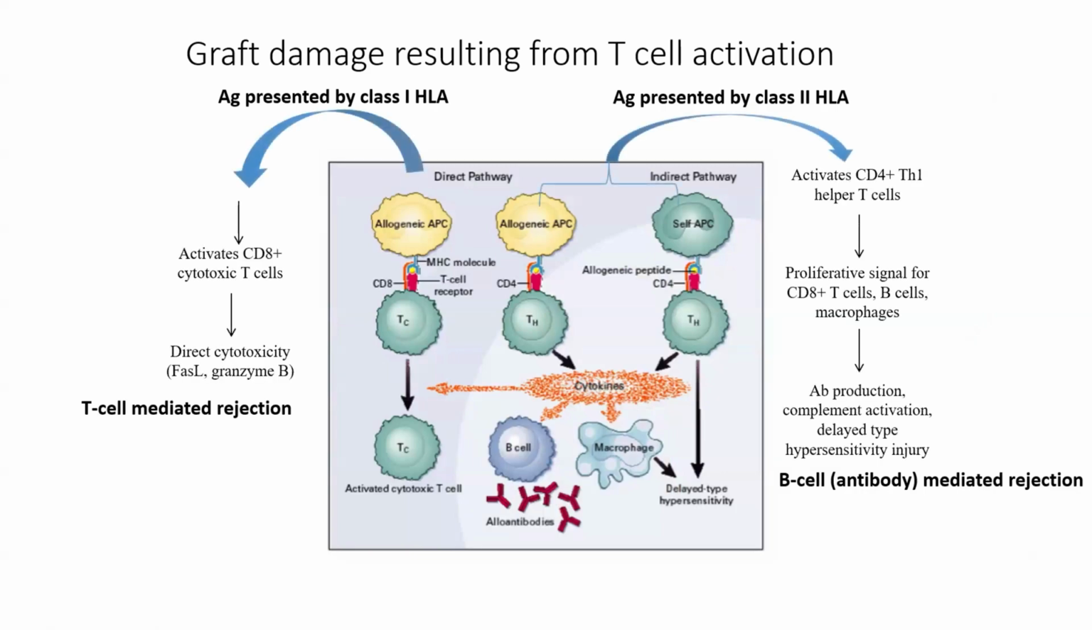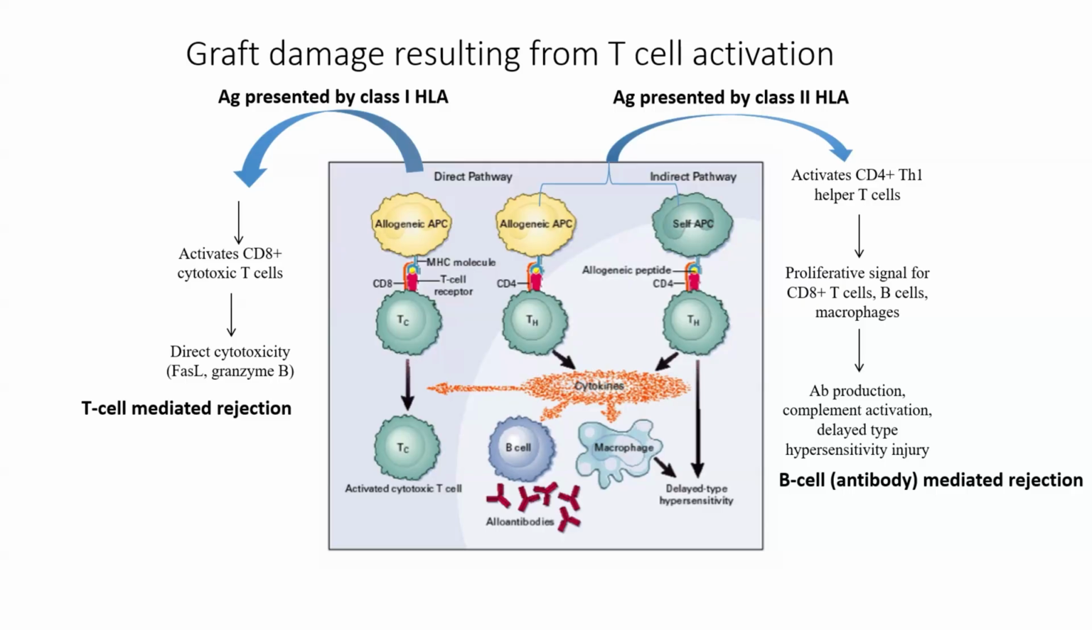So these are the two big pathways. For T cell mediated rejection, you have a CD8 cytotoxic T cell that directly kills the cell. That's it. It's very straightforward. For B cell mediated rejection, it's more complicated. You have an MHC class 2 that activates CD4 cells, and that releases proliferative signals that activate CD8 T cells, B cells, and macrophages. That has a variety of effects that are related to complement. So that's B cell or antibody mediated rejection.